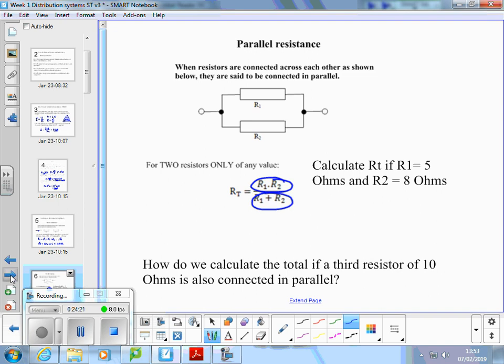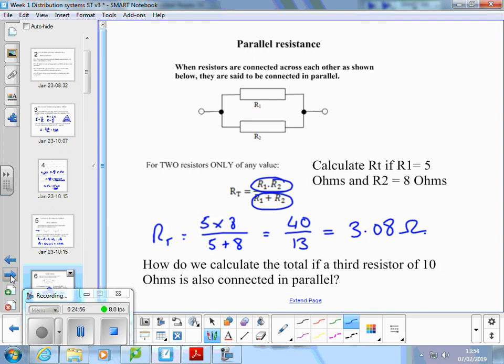There's a quick way to do resistance. So in this case, RP would be R1, 5, times R2, 8, divided by 5 plus 8. That's 40 over 13. Everyone got it? 3.08 ohms.